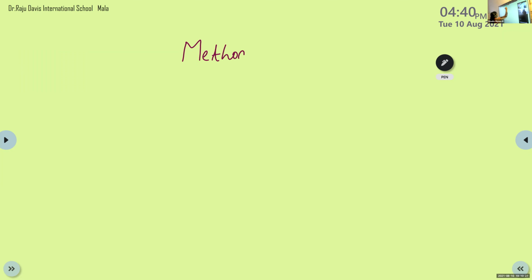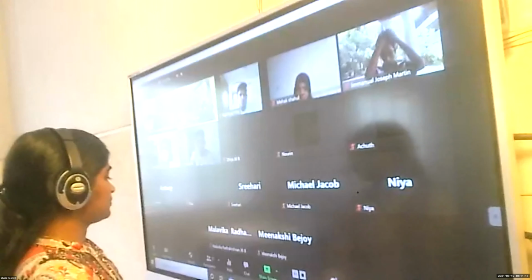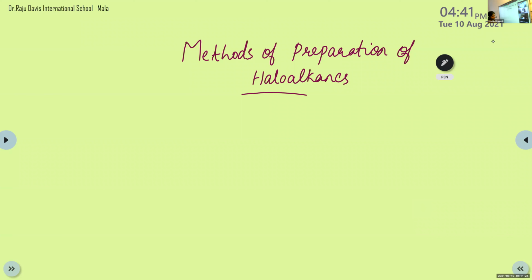Methods of preparation of haloalkanes. So there are different methods for the preparation of these haloalkanes from different compounds. Okay, so the first method of preparation of haloalkanes is from alcohols. And from these alcohols itself, there are different methods.